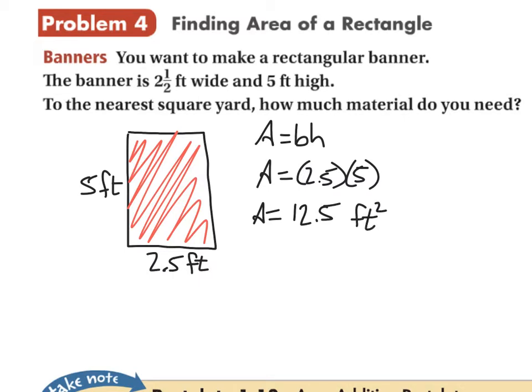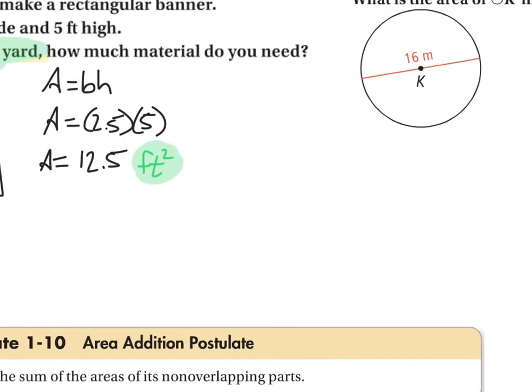There's a problem with that answer. They asked for it to the nearest square yard. Okay. But careful. The issue isn't the number. The issue is the unit. Square yard versus square feet. We can't do that. So we've got to take a little side conversation here.